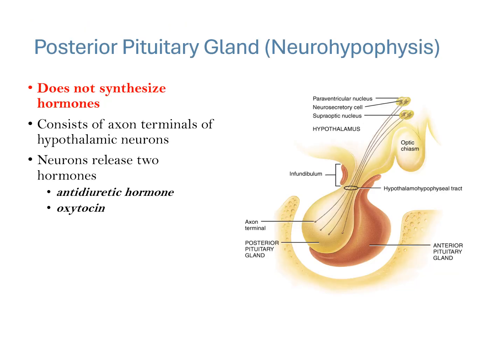We'll finish up with the posterior pituitary gland. And you can see here it's in bold and red. This does not synthesize hormones. This is a hormone storage site. These are going to be for the hormones antidiuretic hormone and oxytocin.